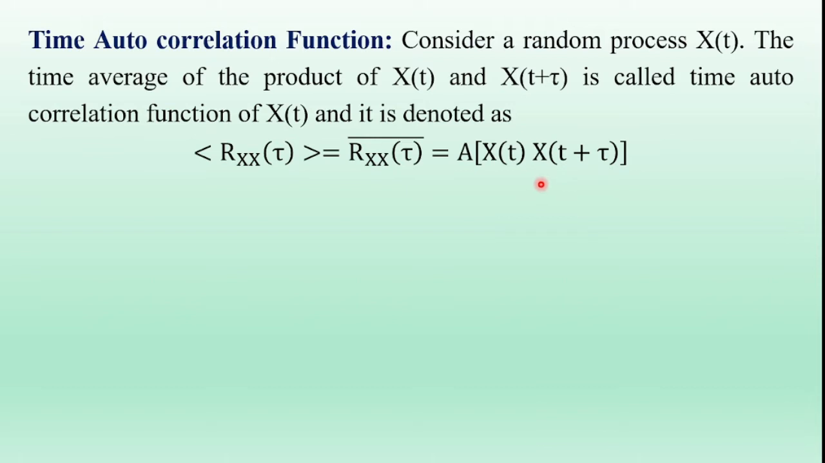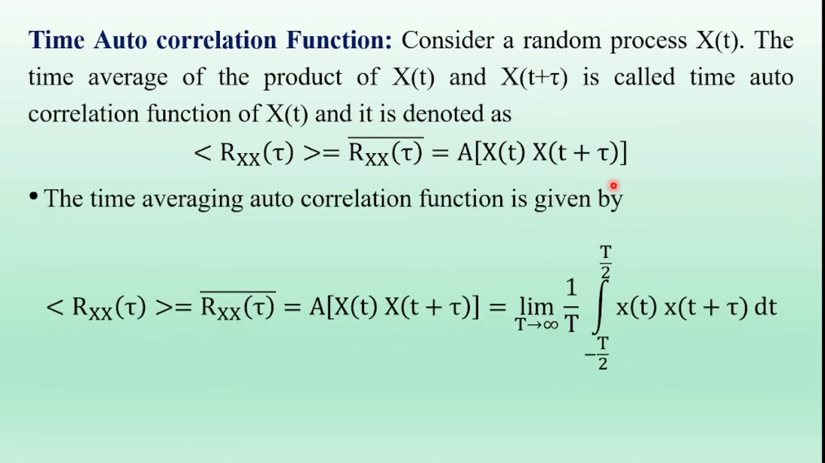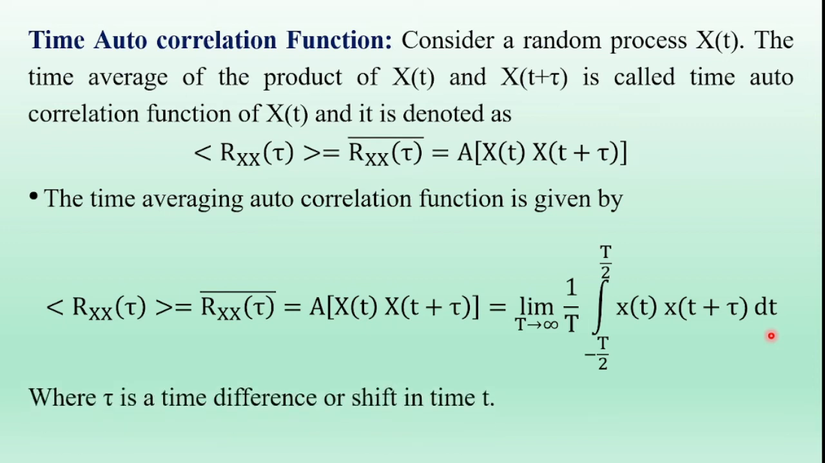The product of x(t) and x(t+tau) is called the time autocorrelation function of the random process X(t), and it is given mathematically by A[x(t) x(t+tau)] = limit T tends to infinity (1/T) integral from -T/2 to T/2 of x(t) x(t+tau) dt. Similarly, this equation is also written in some of the textbooks as limit T tends to infinity (1/2T) integral from -T to T of x(t) x(t+tau) dt. So that is the mathematical definition of the time autocorrelation function of the random process X(t), where tau is a time difference or the shift in time.